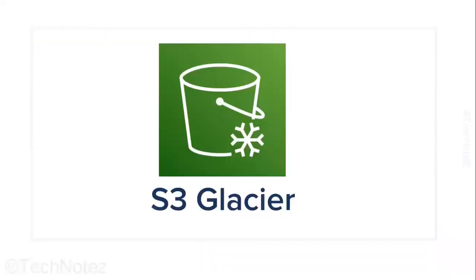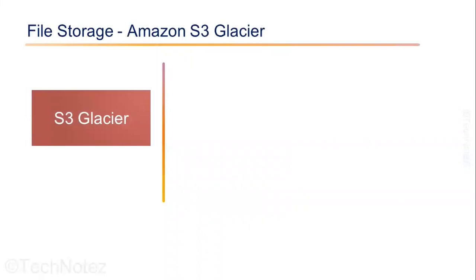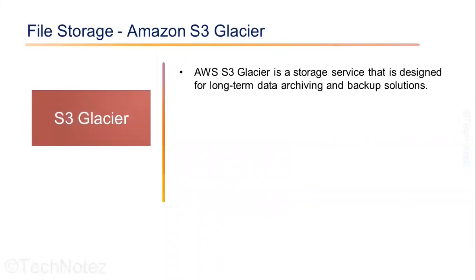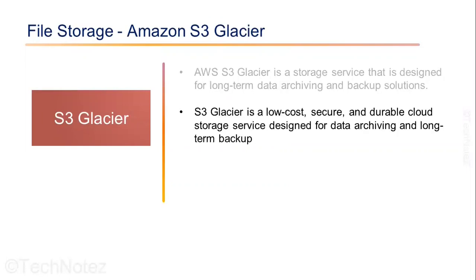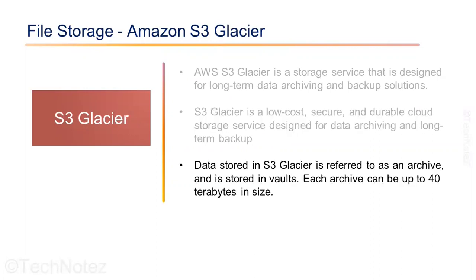Next, let's talk about S3 Glacier. AWS S3 Glacier is a cloud-based storage service provided by AWS that is designed for long-term data archiving and backup. It provides low-cost and secure storage for data that does not need to be accessed frequently but must be retained for a long period of time. S3 Glacier is a low-cost, secure, and durable cloud storage service designed for data archiving and long-term backup. Data stored in S3 Glacier is referred to as an archive, and it is stored in a vault. Each archive can be up to 40 terabytes in size.